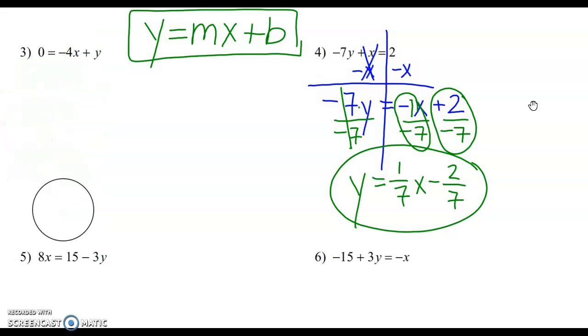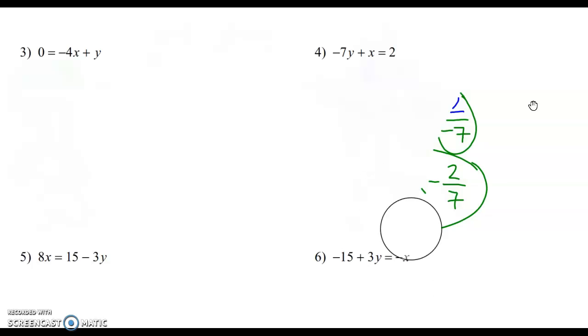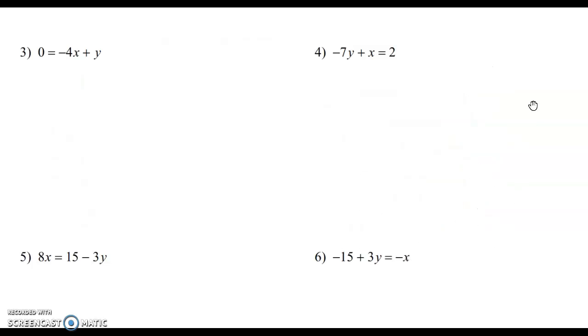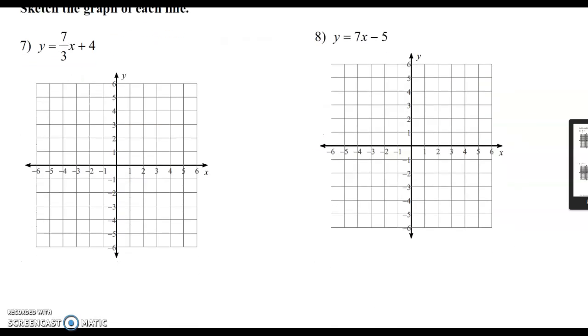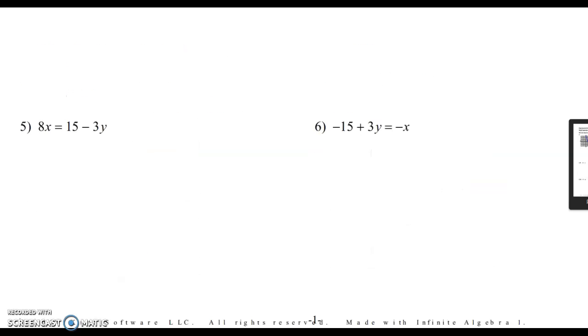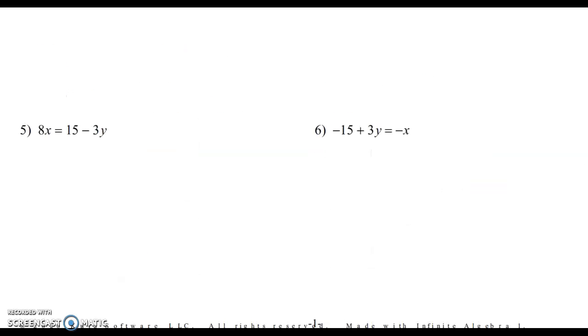So slope-intercept form, y equals mx plus b, you're solving for y. We'll practice a couple more, and then we'll start graphing on the other side. So number 5, 8x equals 15 minus 3y. To get y alone, I first have to get the y term alone. So to move a positive 15, I would subtract 15. You can't actually subtract 15 from 8x because they're not like terms.